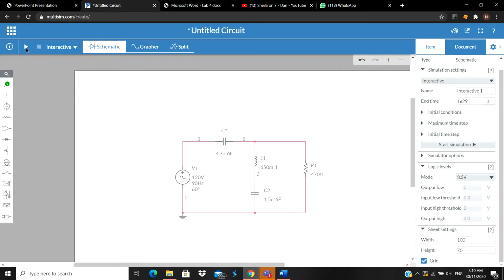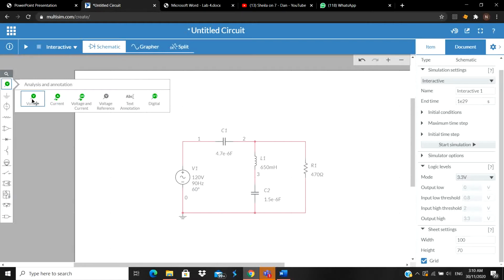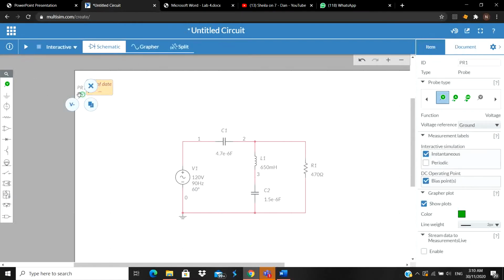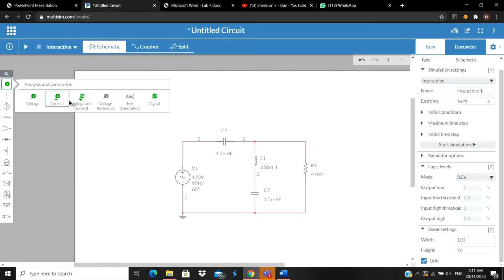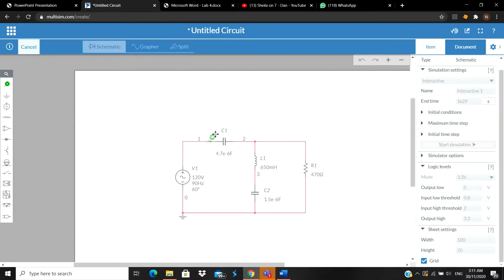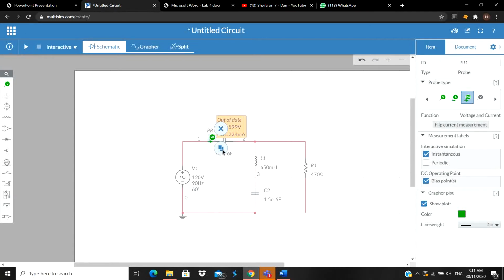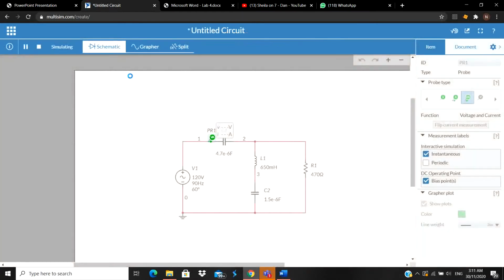So now to find the period of the circuit, simply just divide 1 over frequency. So now we know that the frequency is 90, so just divide 1 by 90 and we get the period, which is 0.01 second. So that's the period.